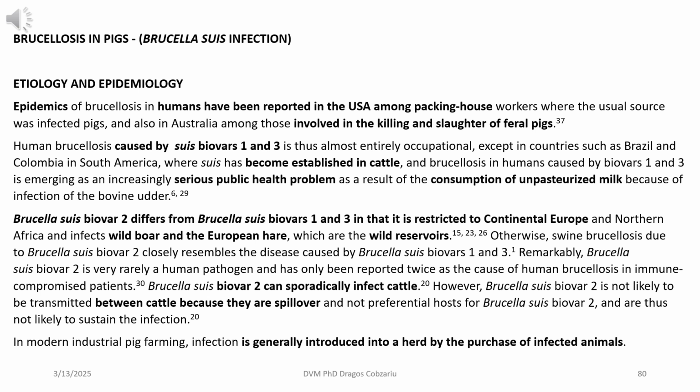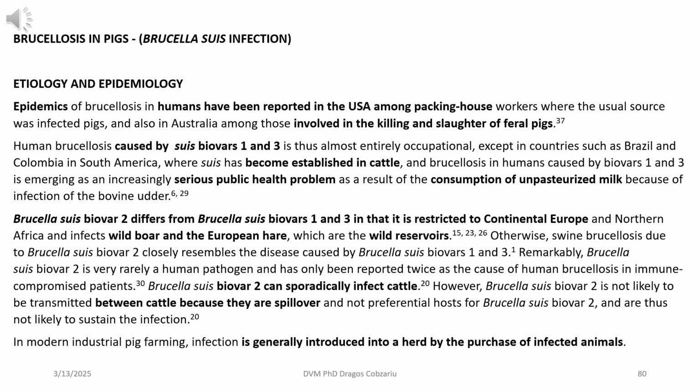Biovar 2 can sporadically infect cattle. However, it is not likely to be transmitted between cattle because they are spillover and not preferential hosts for biovar 2, and are thus not likely to sustain the infection.